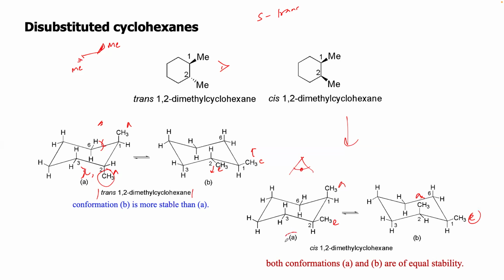Conformation A and conformation B are the same in stability, because both have an axial CH3. Conformation A has an axial CH3, and conformation B also has an axial CH3. So they both have 1,3-diaxial interactions the same way, and therefore conformations A and B are equally stable. You can't say which one is more stable or less stable; they have the same interaction and the same conformation, so their stability is equal.